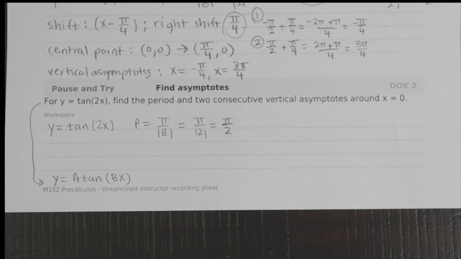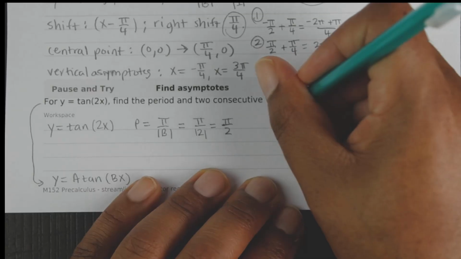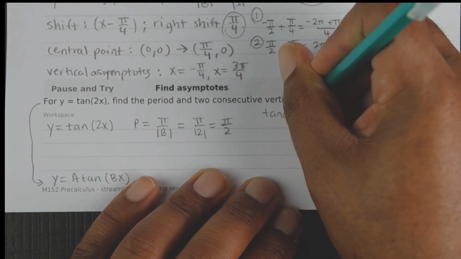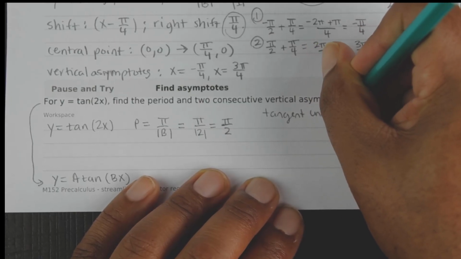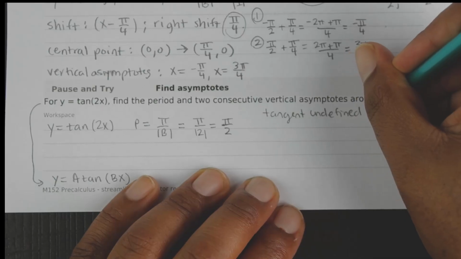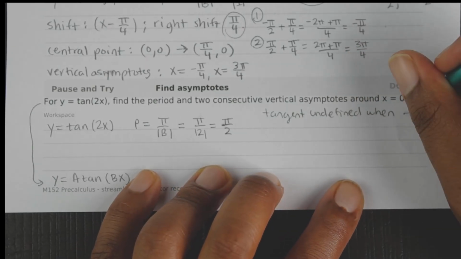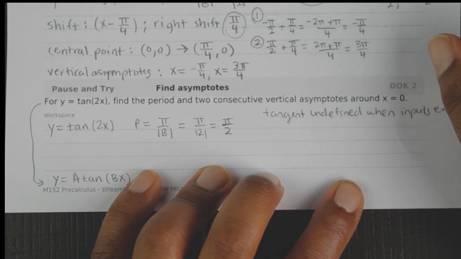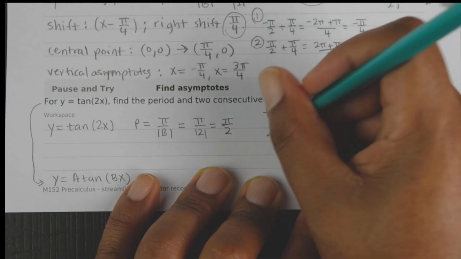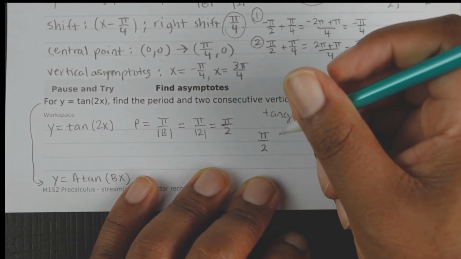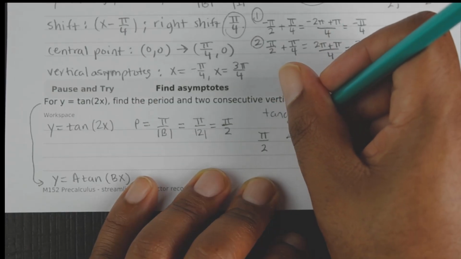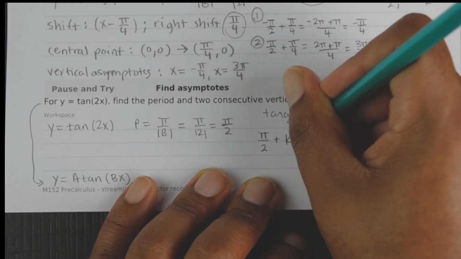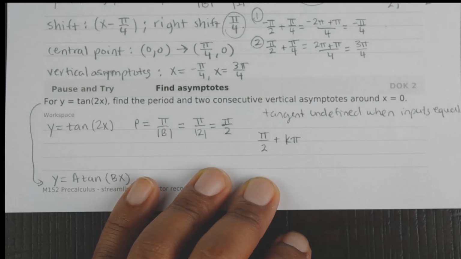All right, so tangent is undefined when its inputs are equal to pi over 2 plus k pi. Okay, so what does that look like? So we'll start with pi over 2 plus k pi.